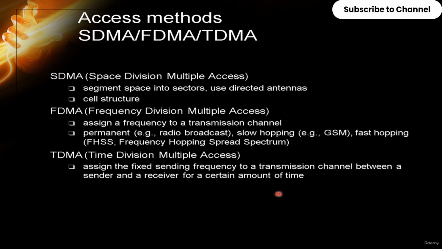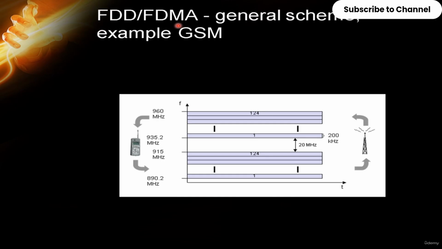In time division multiple access, a particular time slot is allowed between sender and receiver, and both will transmit the data within the particular time amount. Here is an example of frequency division duplexing with FDMA, a general scheme with an example in GSM.